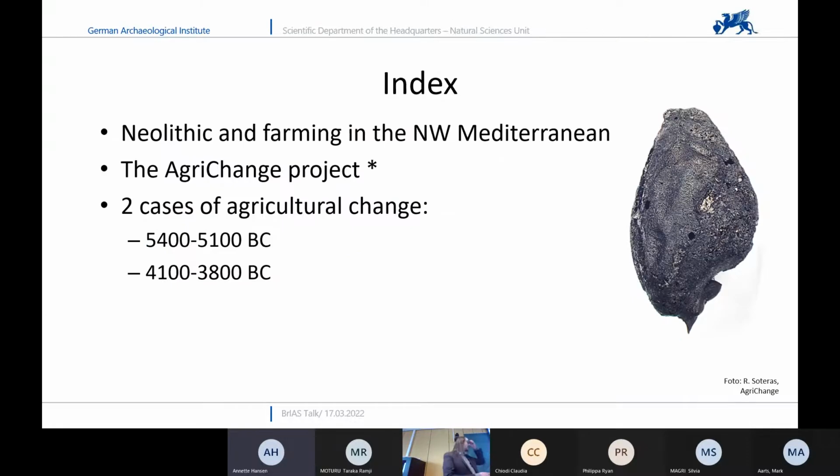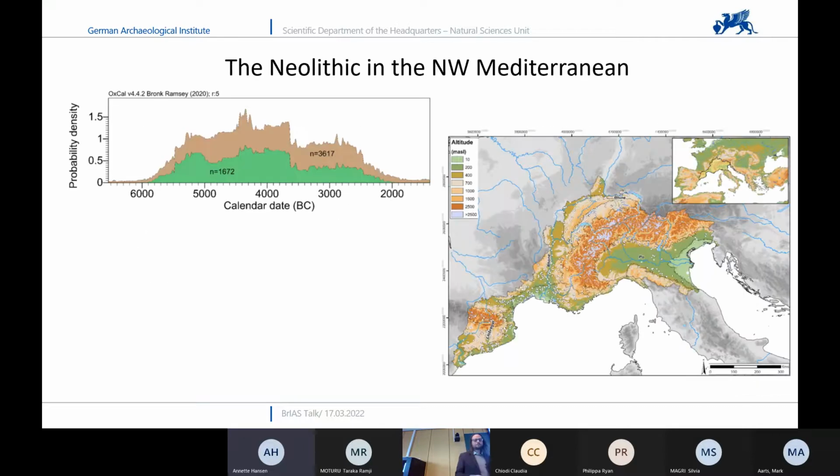So with the goal that everybody is with me during the presentation, I will start explaining a little bit the Neolithic and farming in the Northwest Mediterranean region where we've been working, then the project with some examples already there, because at the end of the presentation, I will focus on two moments where we observe changes in the agricultural practices, basically in the crops that are being grown. And so we'll focus the discussion on that only, even though we did eventually loads of other things.